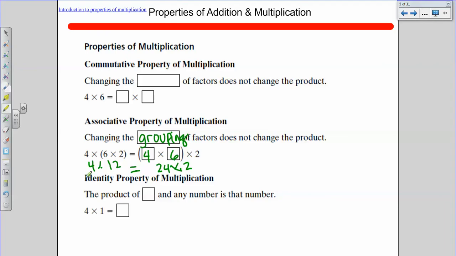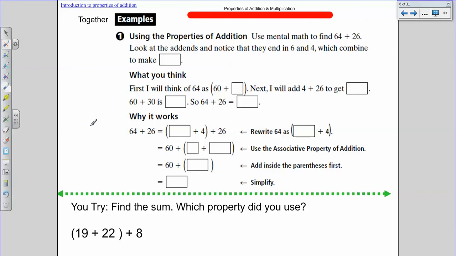And then the only one that's going to be a little different, the identity property of multiplication, is going to be that the product of 1 and any number is that number. So 4 times 1 equals 4. And the identity property of addition, remember, we were saying the sum of any number and 0 is the same number. Okay, so for our properties of multiplication and addition, we can use commutative, associative, and identity. And this is going to make mental math really easy for us. That's kind of the goal. So let's do a couple of examples. We're going to do a problem together, and then you're going to do one by yourself, and we'll check your answer.